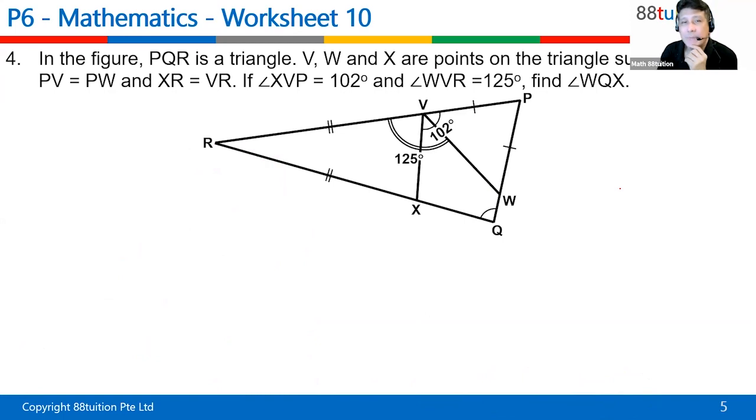So question 4, we do see a lot of markings. The markings tell you the lengths are the same. Therefore, we do have isosceles triangles here. Kaiser is identifying the pieces of information, PQR being a triangle, and all the points V, W, and X are points on the triangle. The lines that have equal length: PV equals PW, that is the one with one marking. Then VR equals VX, XR equals VR. Those have two markings. Those two lines are the same.